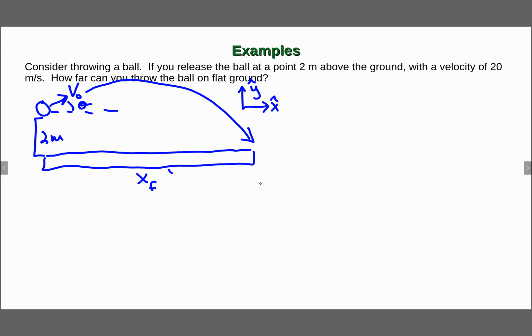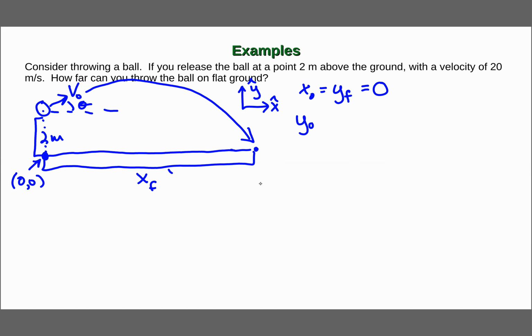Let's set our origin such that x naught equals y final equals 0. So we've picked it so that the x coordinate initially is 0, but the y final, when it hits the ground, that's 0. So our origin is right here, 0, 0. Okay? We can always pick an origin to make certain quantities 0. And in this case, with this setup, this is how I'm going to set it up.